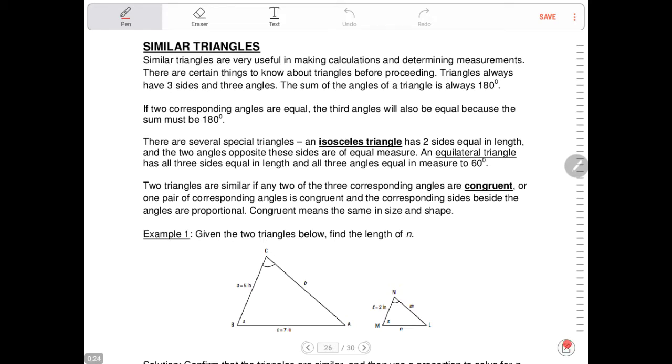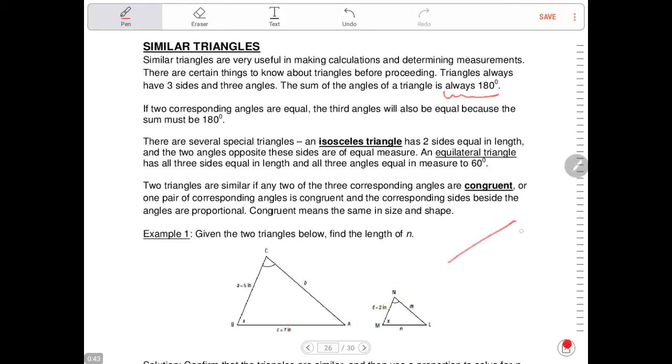Now this one's the easy one. Obviously a triangle always has three sides and three angles. But an important part is, please remember that the three angles inside of a triangle always equal 180. Therefore, if you know two of the angles and you don't know the third, you can easily find that out. So keep that in mind.